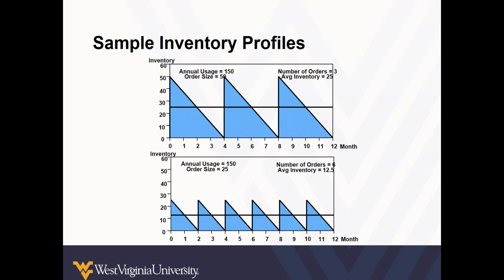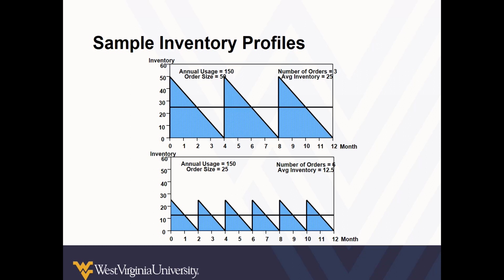The trade-offs in this decision are evident in the graphs, indicating 2 ways of obtaining 150 units of a product during the year. In the first graph, an order for 50 units is received whenever the inventory level drops to 0, and this requires 3 purchase orders to be issued during the year and yields an average inventory level of 25 units. In the second graph, an order for 25 units is received when inventory levels drop to 0. This requires that 6 purchase orders be issued throughout the year and results in an average inventory level of 12.5 units.